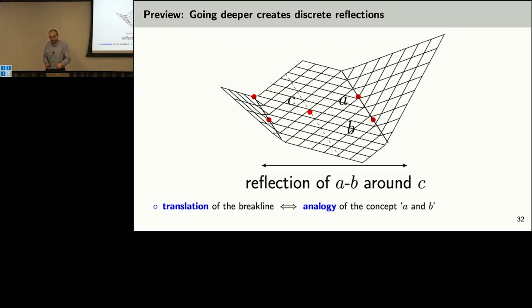So here I will try to offer an interpretation of this. Why does this happen and what does this mean? I interpret these break lines, which is where the activation line of the ReLU is, as concepts. So this is like the concept generated by two of your training samples. And the reflection is translating that concept. It's constructing an analogy, if you will.